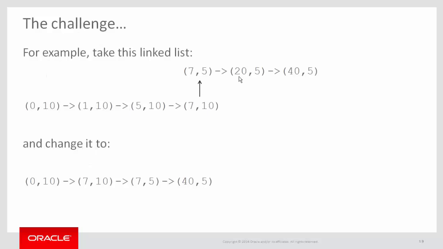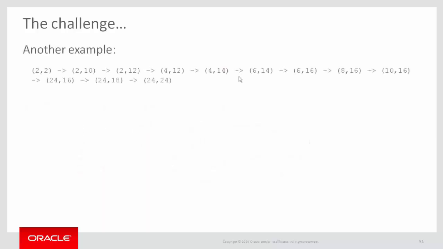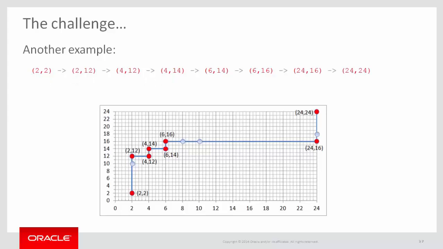So let's go back to the linked list we looked at in the beginning. We want to take this linked list and change it to the one below. Let's graph this linked list so you can see a little better what's going on here. There are the points in the linked list. The ones in red are the points that I want to keep. And here's the linked list I want to keep. Or let's take another example, a little bit larger list. Here's that list on a graph. Here are the points that I want to keep. Here are the coordinates of the points. And here's the shortened list.